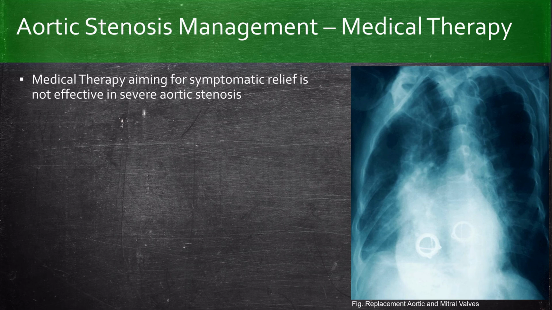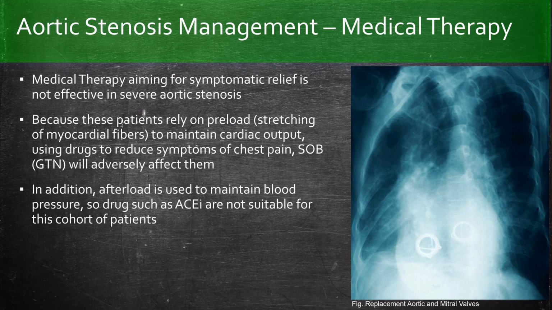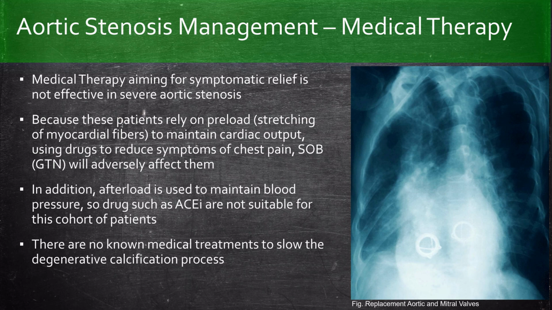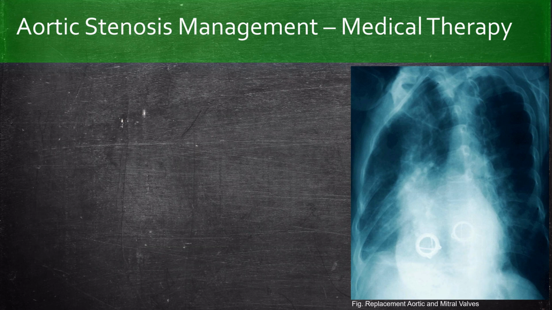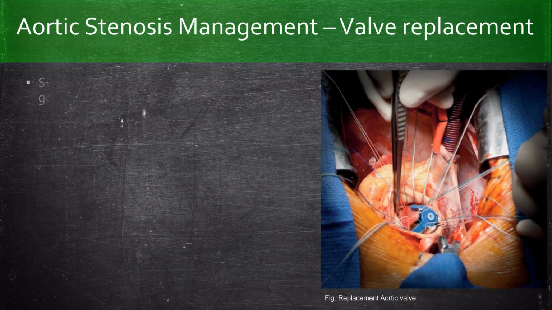This is because patients rely on preload, stretching of myocardial fibers, to maintain cardiac output. Using drugs to reduce symptoms of chest pain or shortness of breath will adversely affect them. In addition, afterload is used to maintain blood pressure, so drugs such as ACE inhibitors are not suitable for this cohort of patients. There are no known medical treatments to slow the degenerative calcification process, the most common cause of acquired aortic stenosis. Any medical therapy, however, that is used should be targeted to treat coronary risk factors such as hypertension. So valve replacement is the gold standard of treatment.